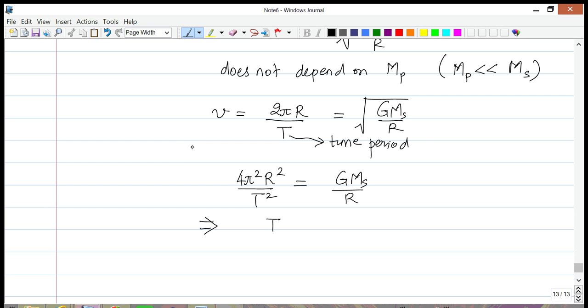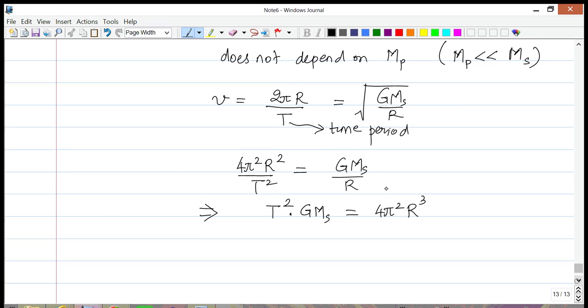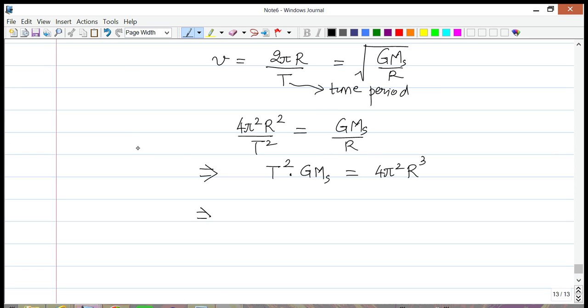So I'm going to move the T squared to the other side and rewrite this as T squared times G times M_s. I'm going to move the r to this side and it gives us 4 pi squared r cubed. Now I'm going to isolate the T, and T squared becomes equal to 4 pi squared r cubed divided by G times M_s.